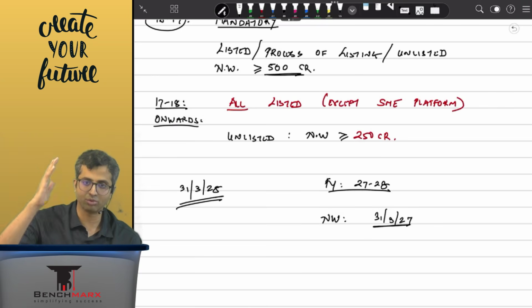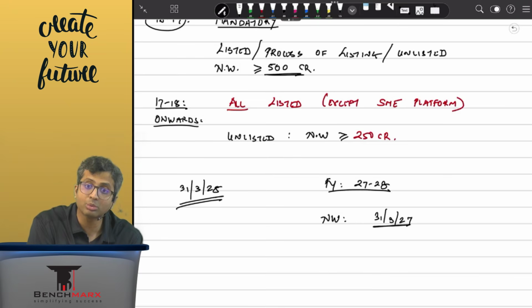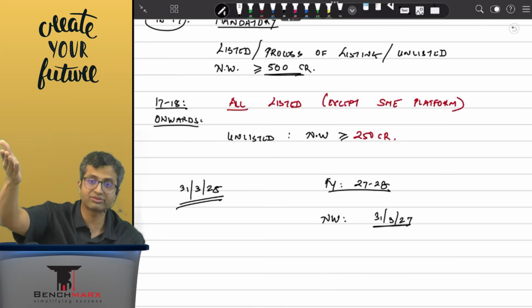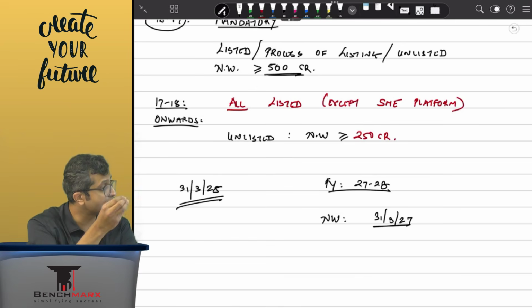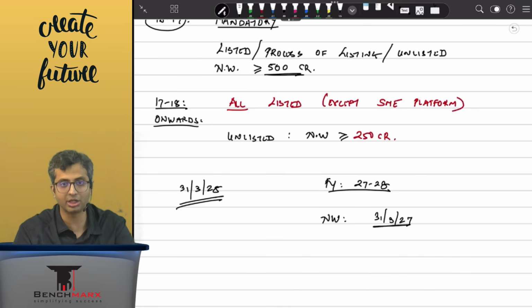Someone might say, sir, you were in existence in 2012. No, but my net worth was not more. My net worth crossed 250 crores on 31st March 27. Let's say it became 255 crores. Then from the year 27-28, I have to mandatorily apply Ind AS. I have no choice. Are we clear with this?